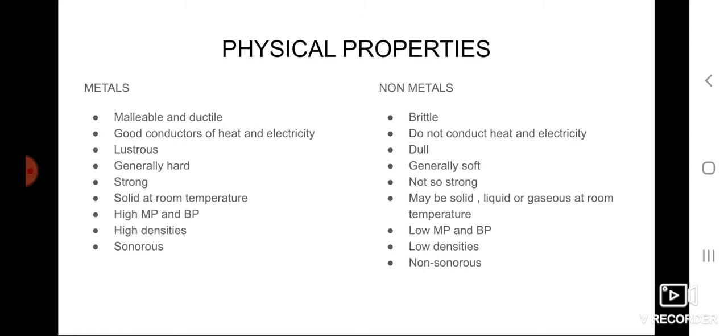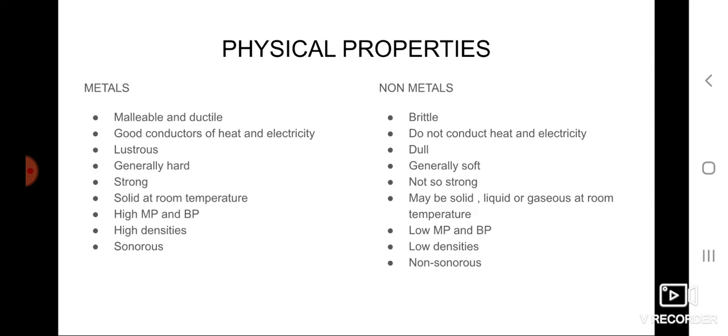Next property, metals are lustrous. By saying that metals are lustrous, we mean that they have a shining surface. The shiny appearance of metals makes them useful in making jewelry and decoration pieces. The shiny appearance of metals makes them good reflectors of light. Silver metal is an excellent reflector of light. That is why it is used in making mirrors.